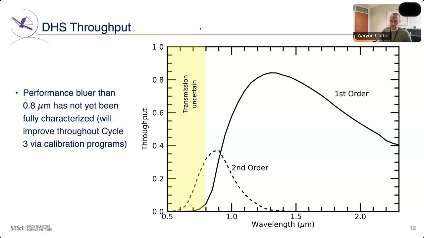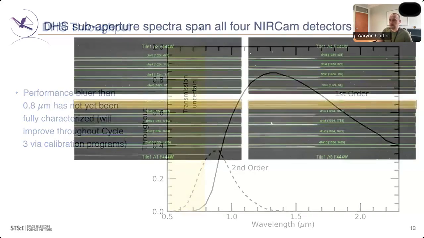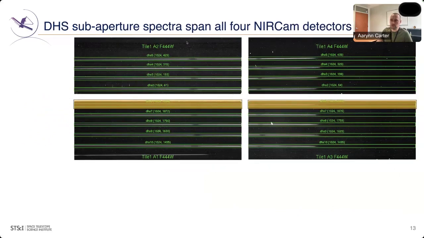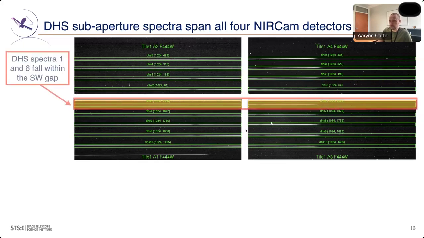So what does this look like? You have these 10 different apertures, and if you look at the detector, it disperses them in an interesting way. You have them all dispersed in the same direction across the 4 NIRCam short wavelength detectors. And there are 2 that fall really close to the detector gap, particularly one you can't even see because it's within the detector gap. That would be DHS1. And then DHS6 falls quite close to the detector gap, and that one actually doesn't get used for science. There's no option to extract that spectrum. So that's just a highlight of that.